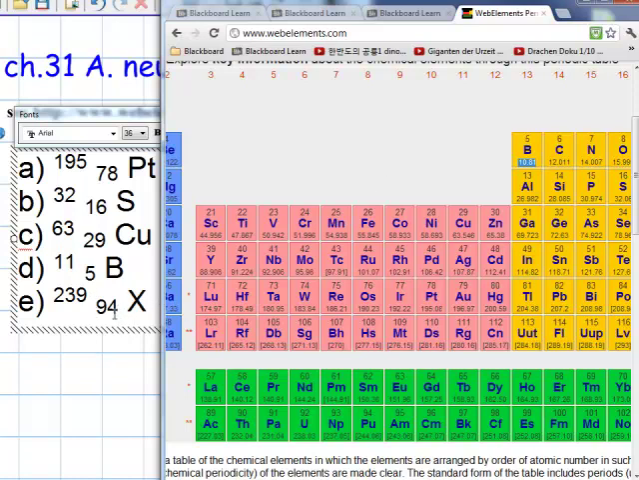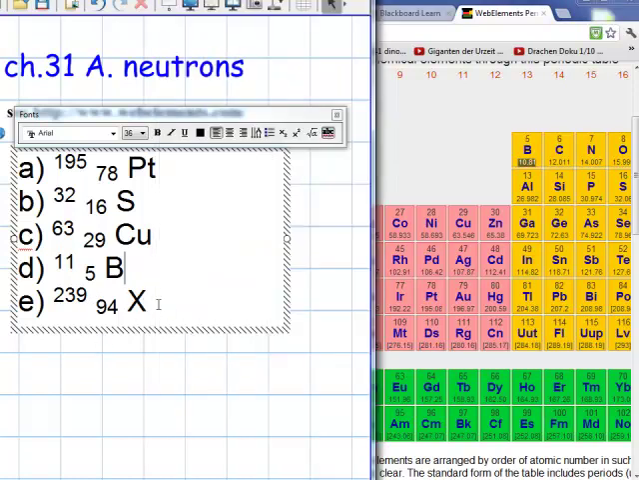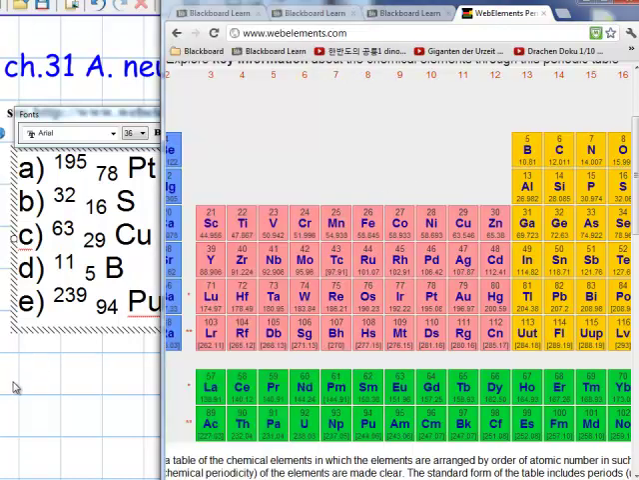Okay, and the last one here, the 94, let's see if I can see it there, it's right there, plutonium, so 94 protons, and then 239, that's a different isotope than what the average mass number is, so 145 neutrons for the plutonium. Let's see if that is Pu. Yes.